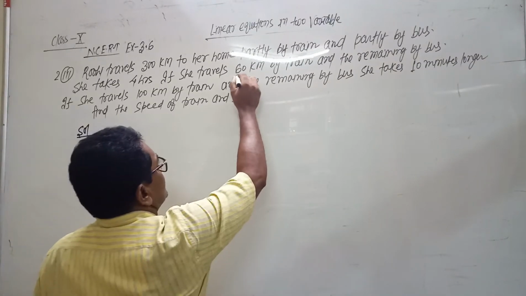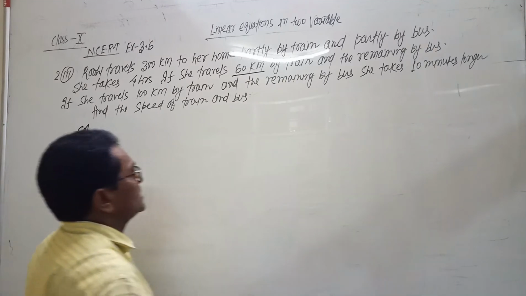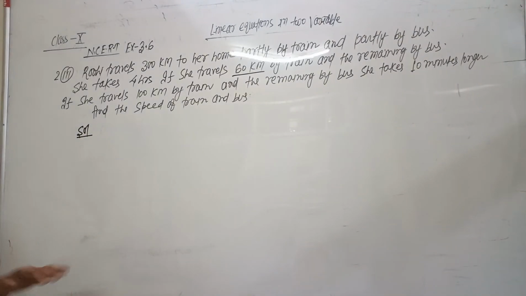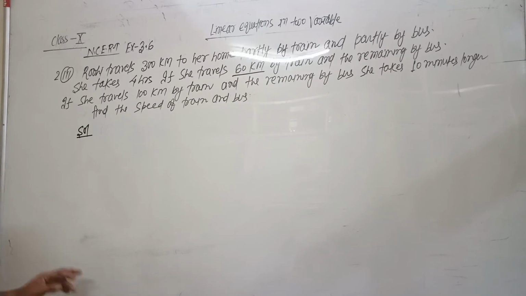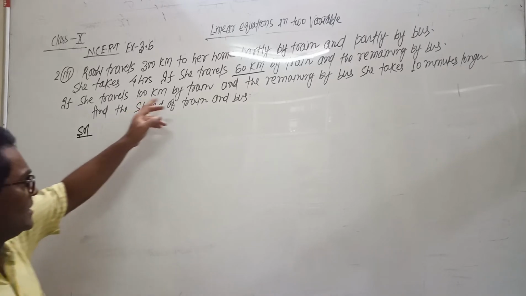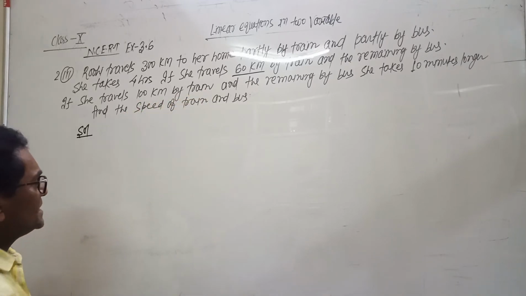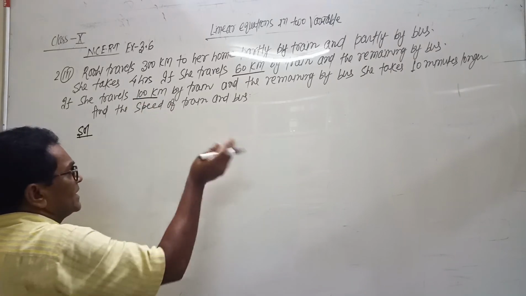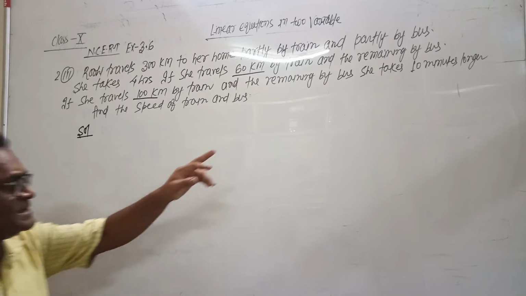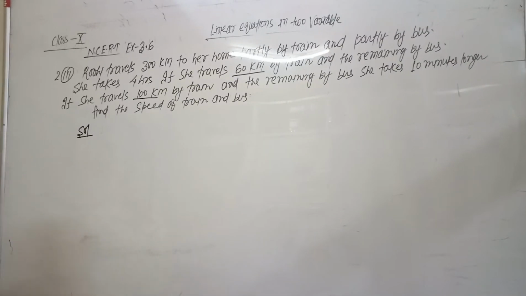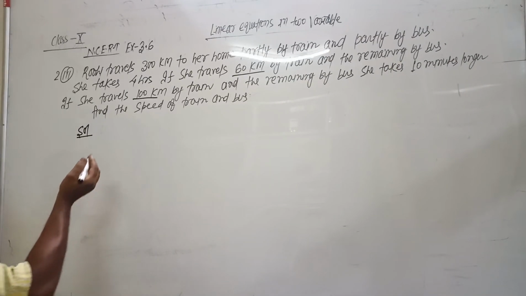She takes 4 hours if she travels 60 km by train, and the rest of the distance is travelled by bus. If she travels 100 km by train, then the rest of the 200 km distance is covered by the bus, then she takes 10 minutes longer. Then we have to find the speed of the bus and the train.